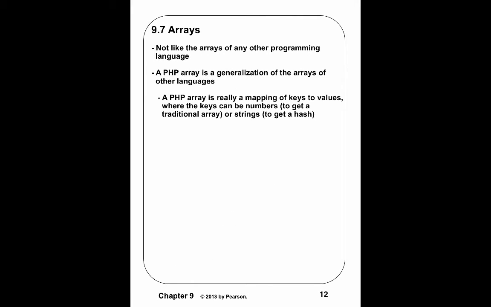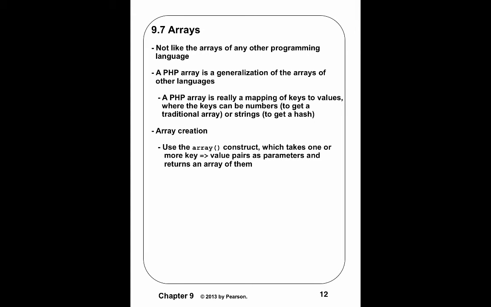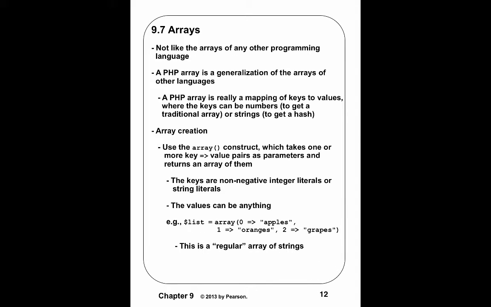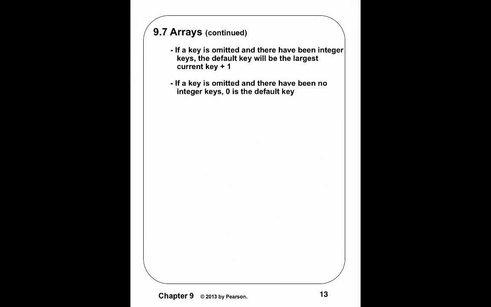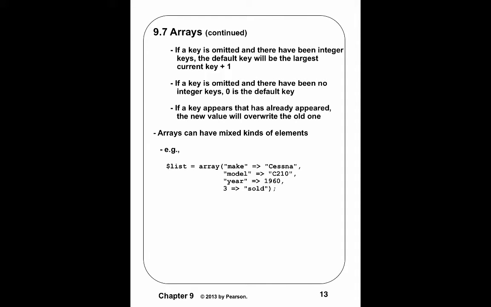Arrays, you can have arrays in PHP, creating arrays using this array construct. So this is a special array function. You can also access key value pairs using equal, greater than. Here's an example. You can make a list. This variable list is actually an array of key value pairs. So you have the key and a value, key and a value, key and a value. So it's like a dictionary, if you like. If a key is omitted, they'll be integer, then there are default key values as well. So these are some details which we might not need to worry about here.